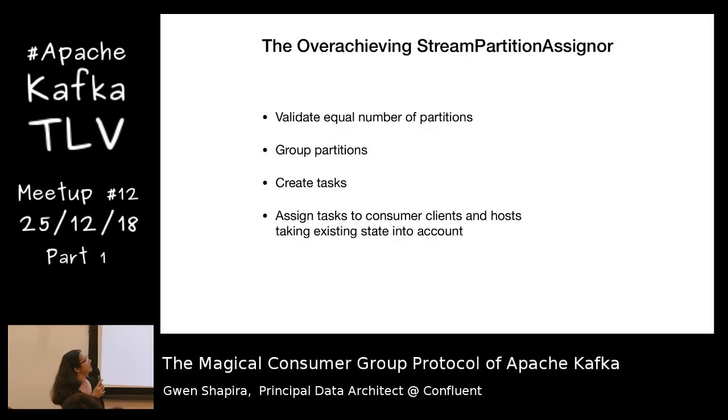And then the partition assigner does quite a bit. First of all, it has to validate that all the topics that everyone is interested in have an equal number of partitions. Otherwise, none of this will work. Then you have to create a partition grouping and make sure that partition 0 here and partition 0 there end up together. We create those tasks, and we assign tasks to the consumers. We assign the consumers to the hosts, taking all the existing state into account.